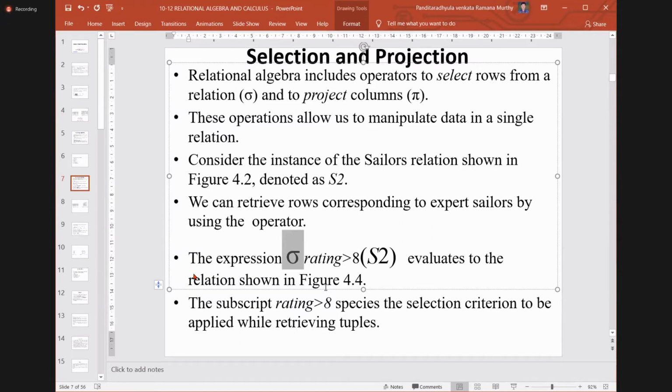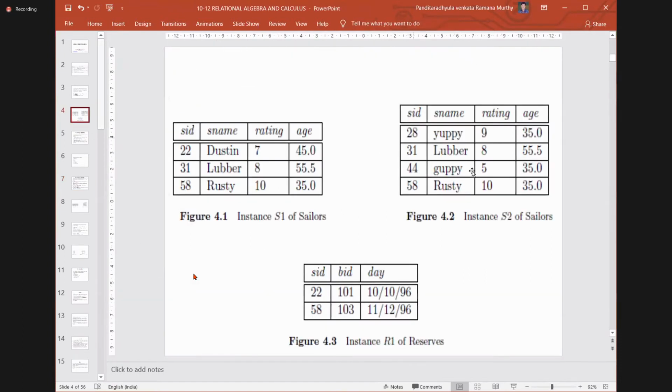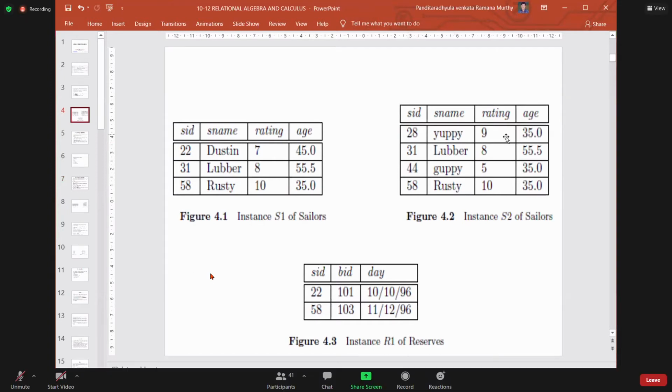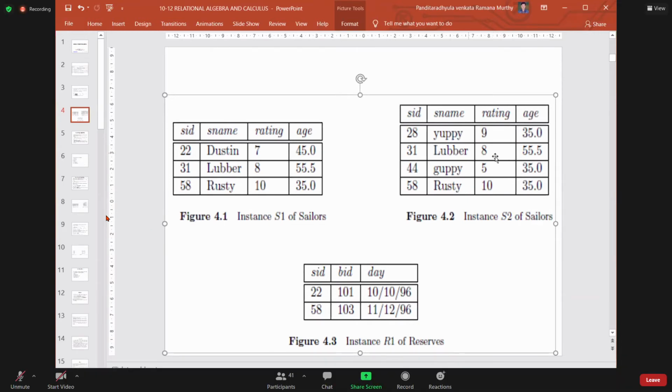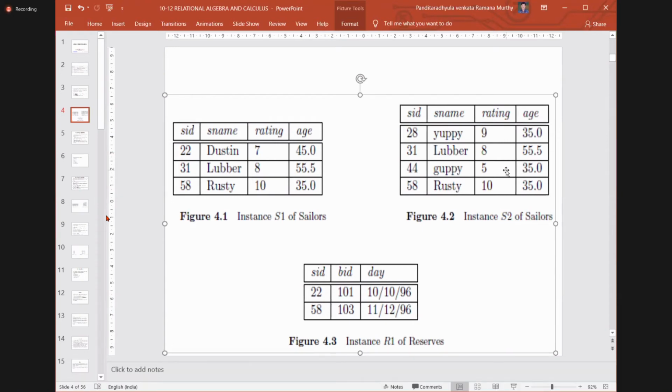What is the select operator saying? There are rows in the table S2. I want those rows, but filtered based on rating greater than 8. So first of all it verifies row number 1, where the rating is greater than 8 because it is 9. So it retrieves this entire row as a result. Then it comes to Lubber, but it is not greater than 8, only equal to 8, so this row will be rejected from the result.